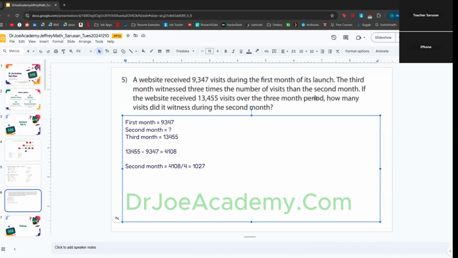If the second month, okay, so the third month witnessed 3 times the number of visits in the second month. So instead of leaving it as a question mark, we can say T divided by 3. So the third month had more visits than the second month. So I'm going to say third month divided by 3 is equal to this month.